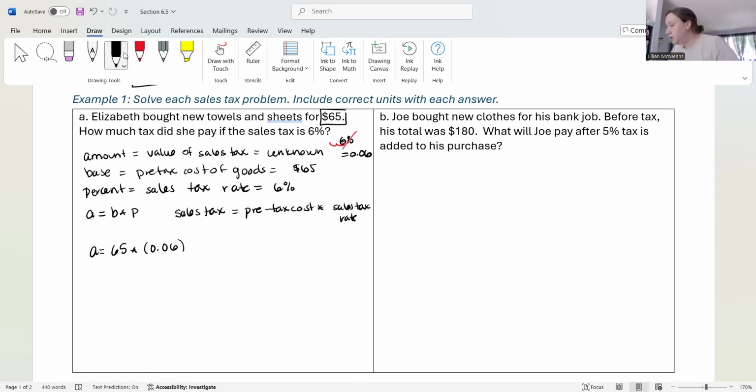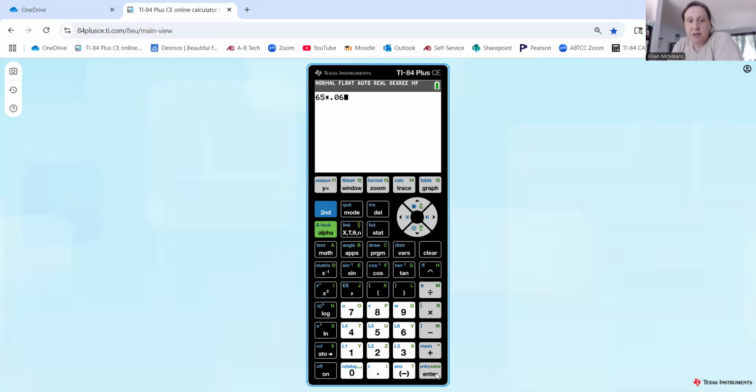And luckily, when you're looking for the amount, you don't really have to do any work in the percent equation. You don't have to solve anything. We already have the amount all by itself, or the variable that we're using for the amount. So we already have A all by itself. We just need to multiply 65 and 0.06. So let's go to the calculator. We have 65 times 0.06, which is 3.9.